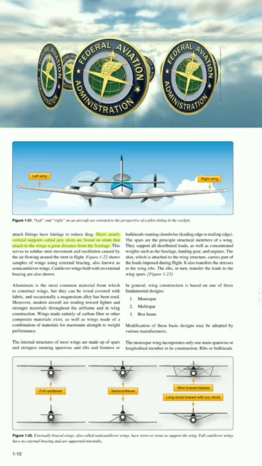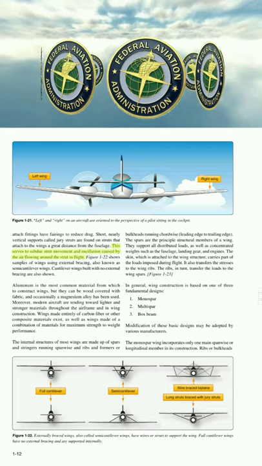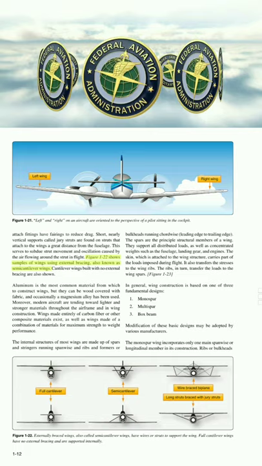Short, nearly vertical supports called jury struts are found on struts that attach to the wings a great distance from the fuselage. This serves to subdue strut movement and oscillation caused by the air flowing around the strut in flight. Figure 122 shows samples of wings using external bracing, also known as semi-cantilever wings. Cantilever wings built with no external bracing are also shown.